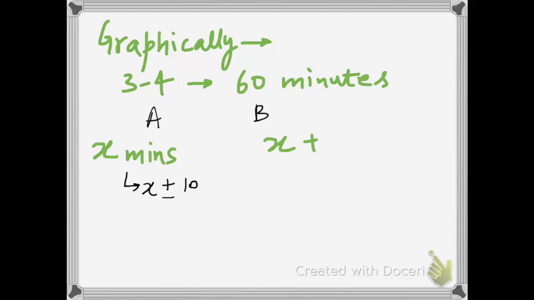Which means that A will be able to meet B if B arrives at max after 10 minutes of A's arrival, X plus 10, or A will be able to meet B if A manages to come after B has already arrived, which is X minus 10. If B has already arrived, and within 10 minutes A arrives as well, they'll be able to meet. So these are the only two equations that we'll be solving.